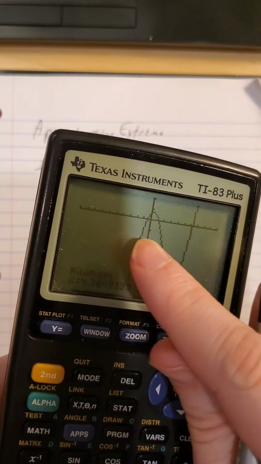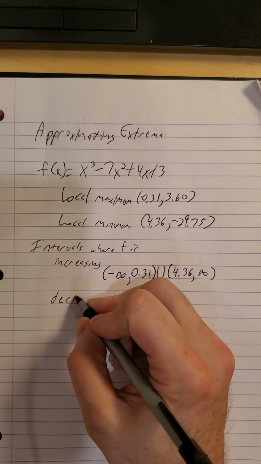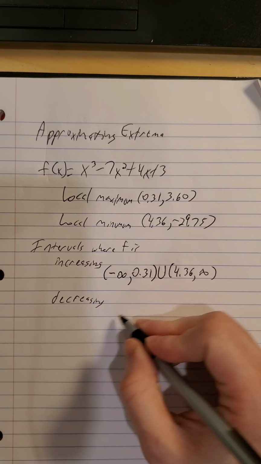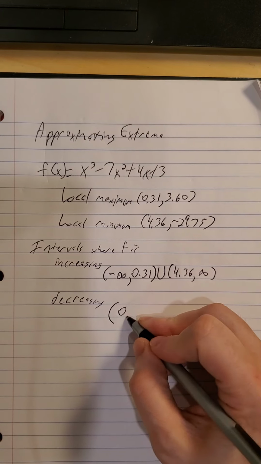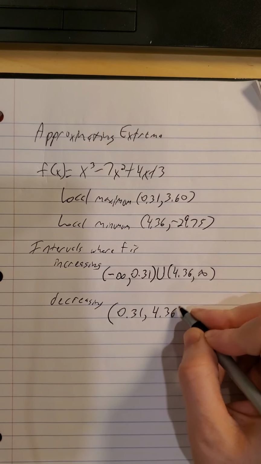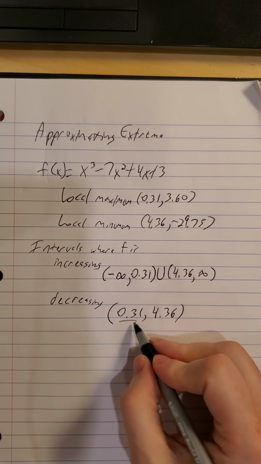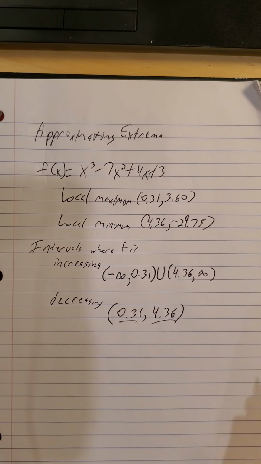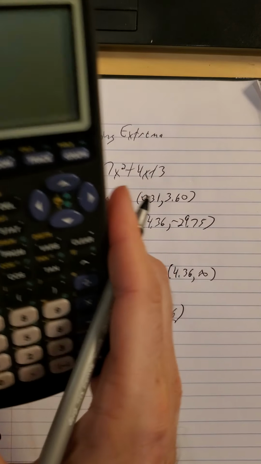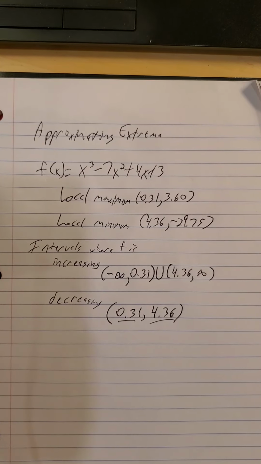And in between, the graph was dropping. So we're decreasing from x is 0.31 to x is 4.36. So even though this one looks like an ordered pair, it's not. This is an x value, this is an x value. A pair of x values, it's an interval, not an ordered pair.